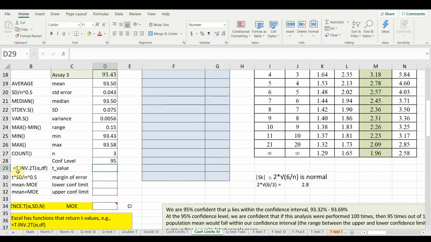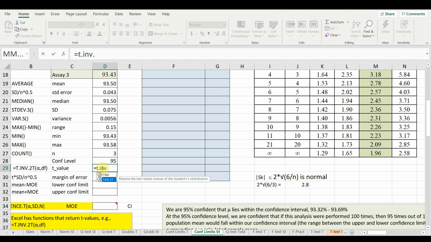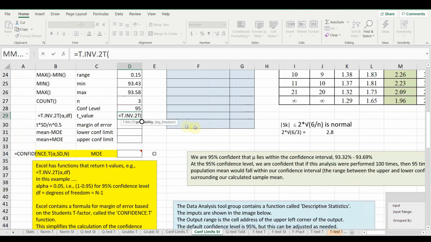It's this here, equals t.inv.2t, for two-tailed. We'll talk more about this later. And then the alpha value, that is the probability, and degrees of freedom. So here, equals t.inv. There it is, 2t. Scroll down, tab. The probability is 95%, but it's given as what is called an alpha value.